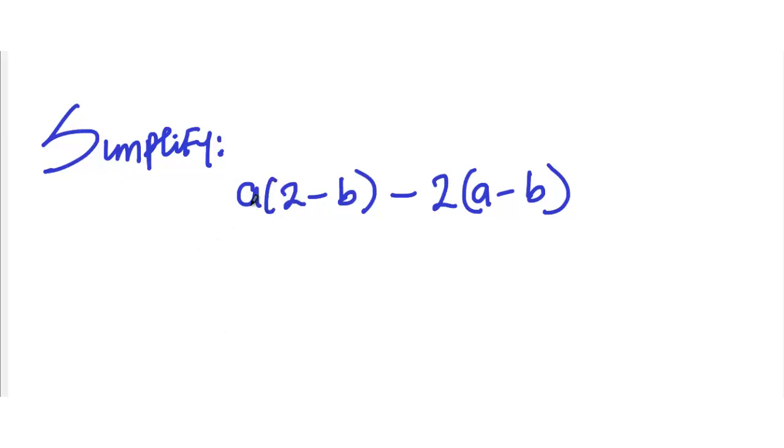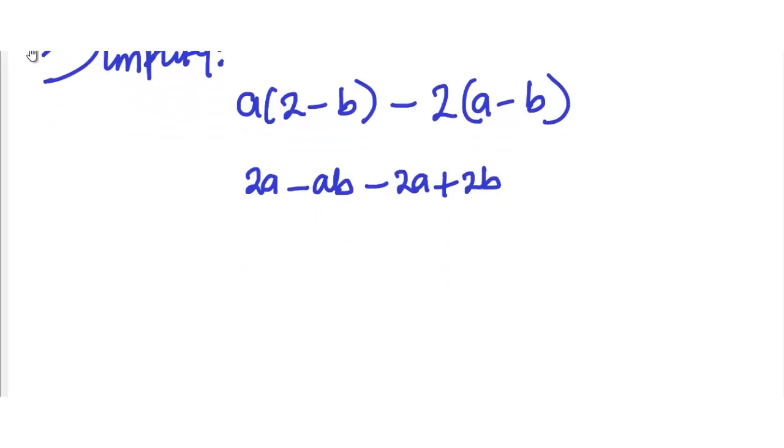So if you open this bracket, a times 2 will give us what? 2a. Then a times minus b, that will give us what? Minus ab. Then here, minus 2 times a, that will give us minus 2a. Then minus 2 times minus b, that will be plus 2b.